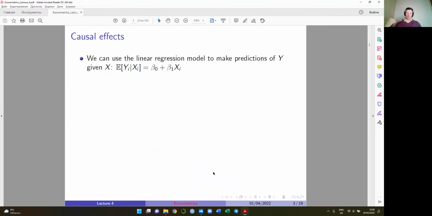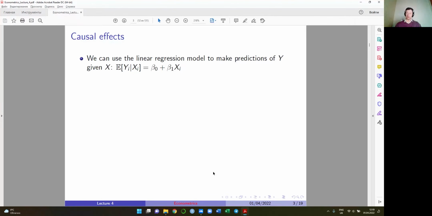So let's try to go deeper into the idea of causal effects. We started this discussion in the first lecture, and we established the idea that causal effects of one variable or some treatment on the outcome can be established with the help of a randomized control experiment. So we had some homework on this.